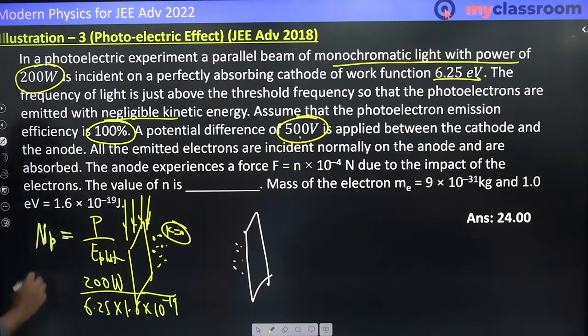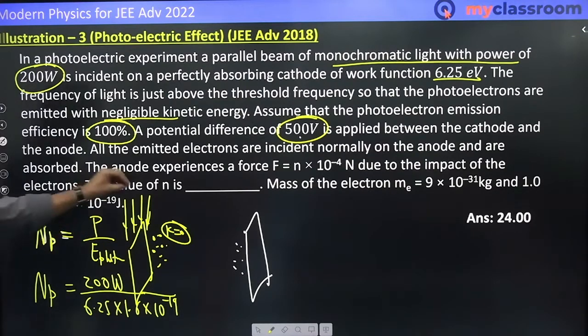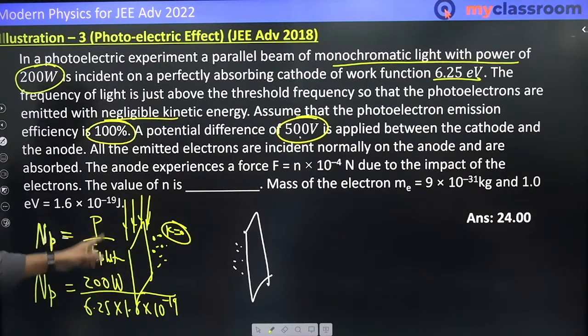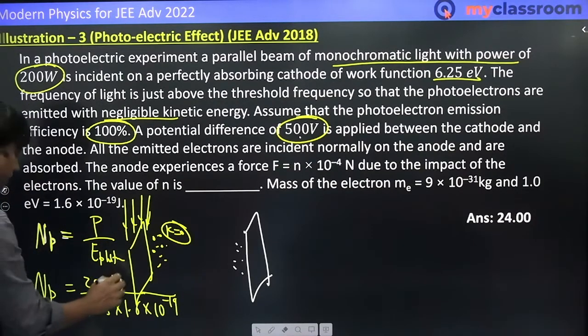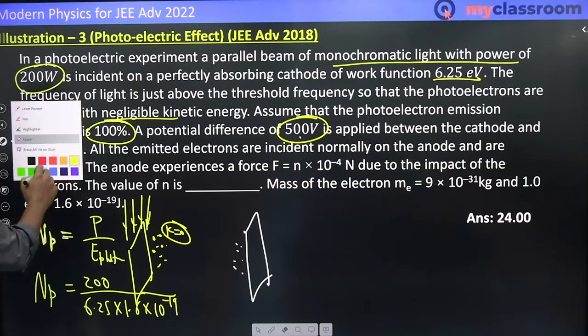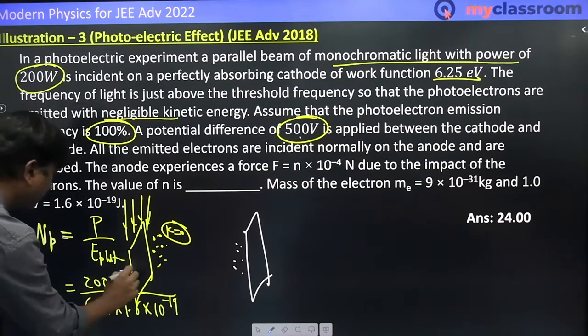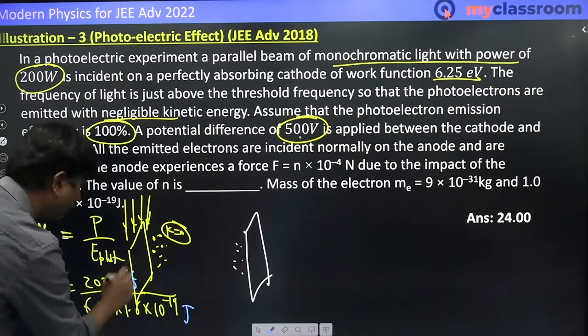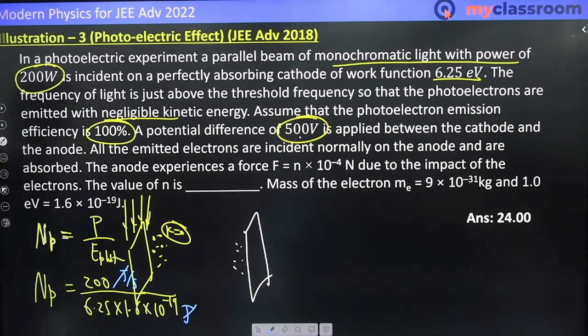So this is the number of photons incident on this per second. Again, per second only. Why? Because power is energy, joule per second, and this is in joules. So joule cancels, and that's what gives you the number of photons incident per second.